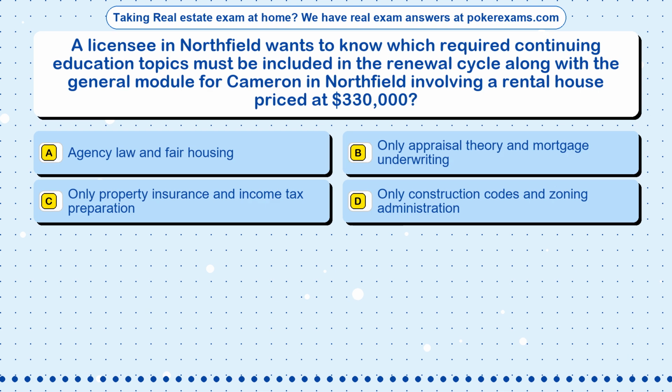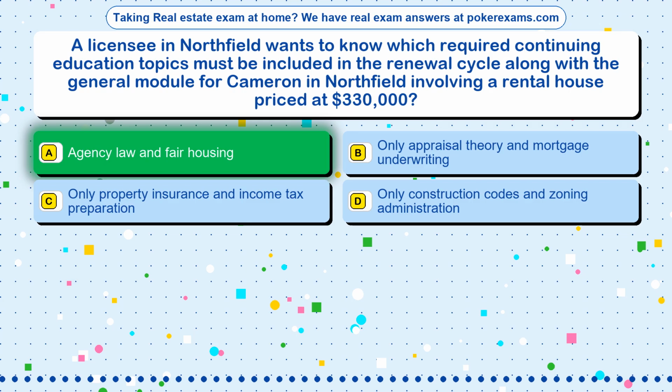Question 29. A licensee in Northfield wants to know which required continuing education topics must be included in the renewal cycle along with the general module for Cameron in Northfield involving a rental house priced at $330,000. Option A, agency law and fair housing. Option B, only appraisal theory and mortgage underwriting. Option C, only property insurance and income tax preparation. Option D, only construction codes and zoning administration.